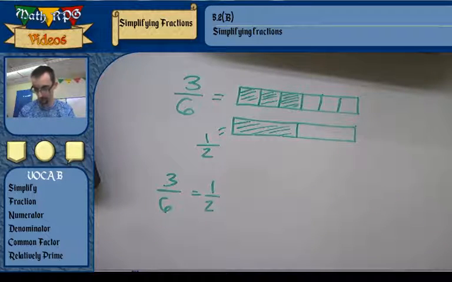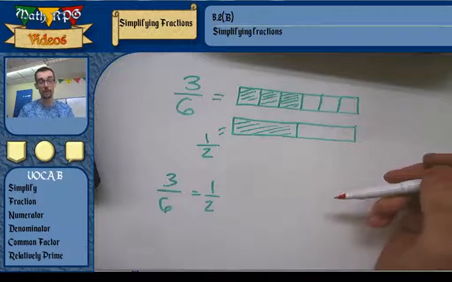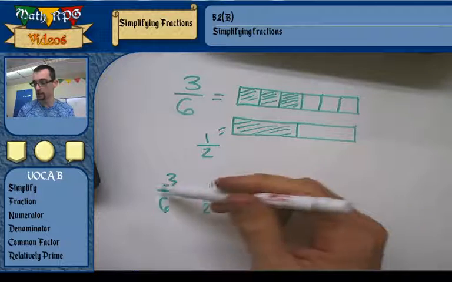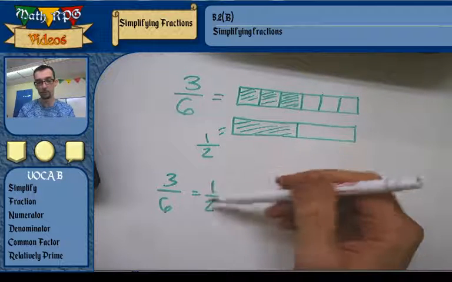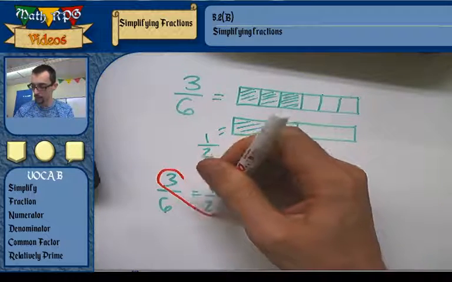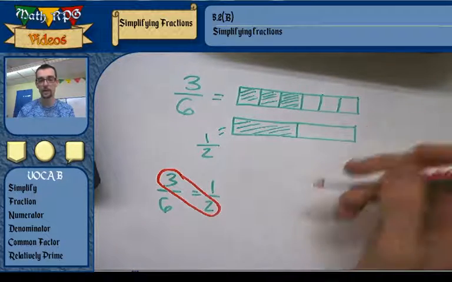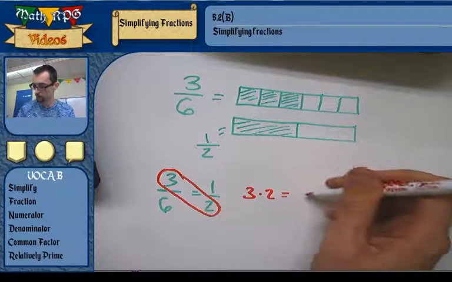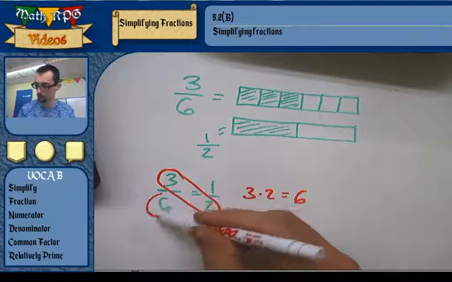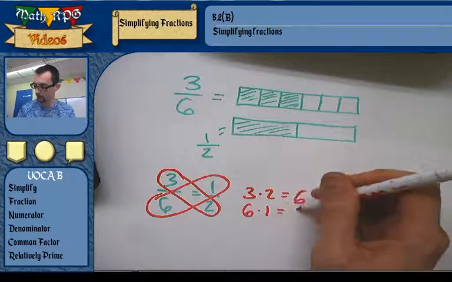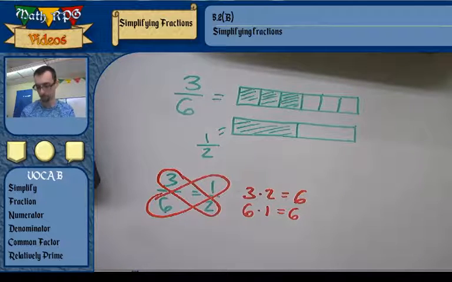One way to test whether they're the same, just to prove it, is by doing what some students call the butterfly, by finding the cross products. Really, this is a proportion, and we'll get into that later. What that means is that if you multiply the diagonals, you should get the same product. So 3 times 2, which is 6, should be equal to 6 times 1, which is in fact true. 6 equals 6. Okay.